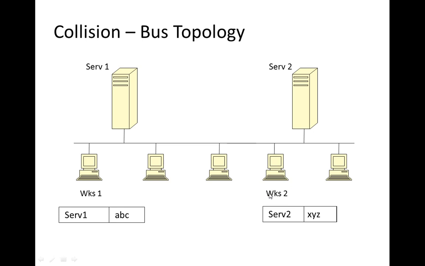If they were to put data on the wire at the exact same time, what the servers would hear would be a collision. They would hear both signals at the same time, and they would hear this mess right here, SSEERRVV12, AXBYCZ, and that's just the two packets all jumbled up, and it doesn't make any sense to anybody. That is what a collision is. And you can see a collision most clearly in a bus topology.